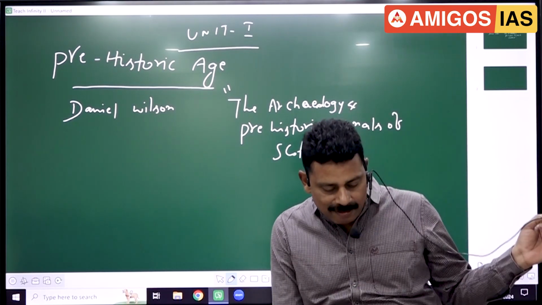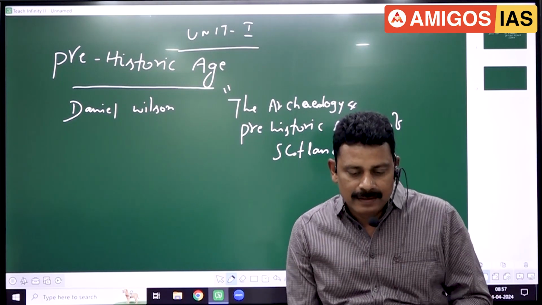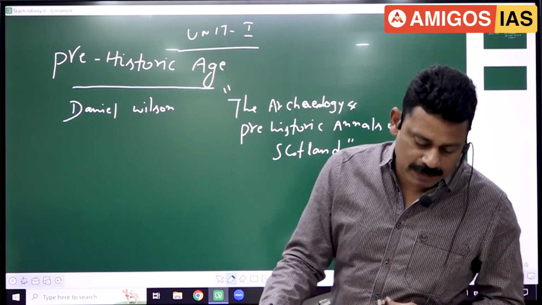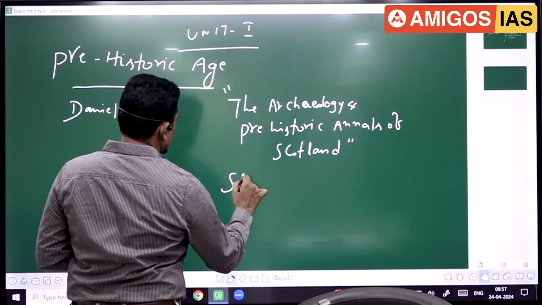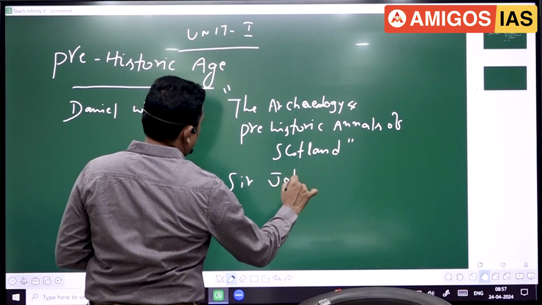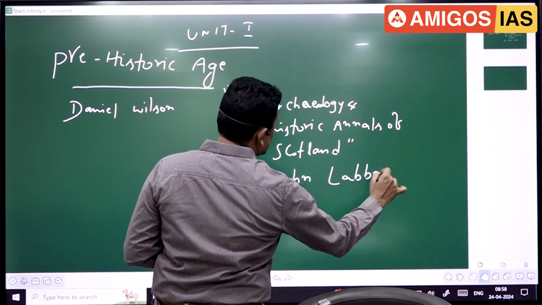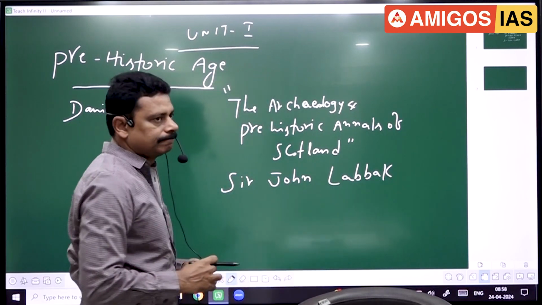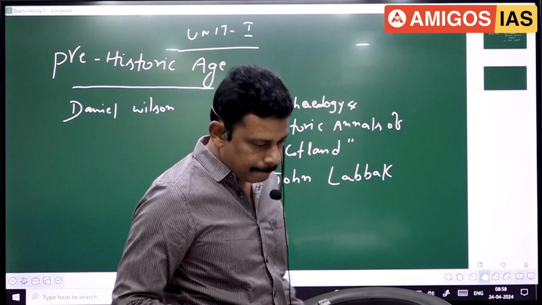Which one of the following archaeologists was the first to use the word prehistory? But the word was popularized by Sir John Lubbock. So he popularized the word, Sir John Lubbock.